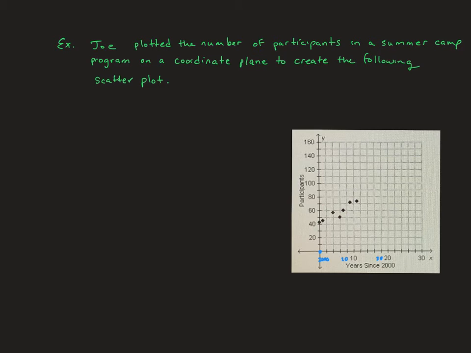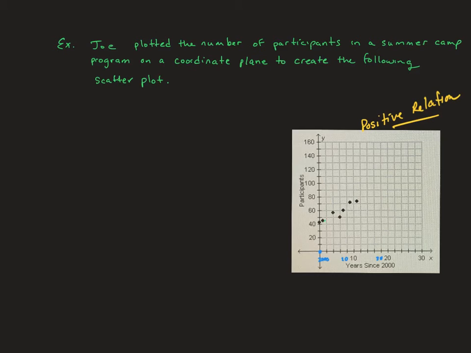And to look at this, what we know about data, the relationship, hopefully you can see that as my time is increasing, my participants are increasing. So it looks to me like we have a positive relation. So we call that a positive relation.